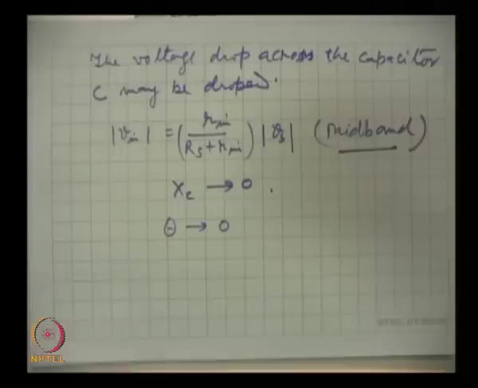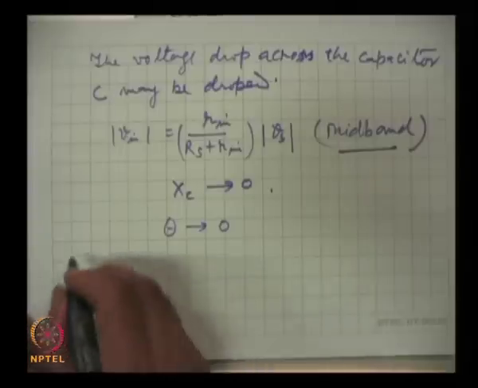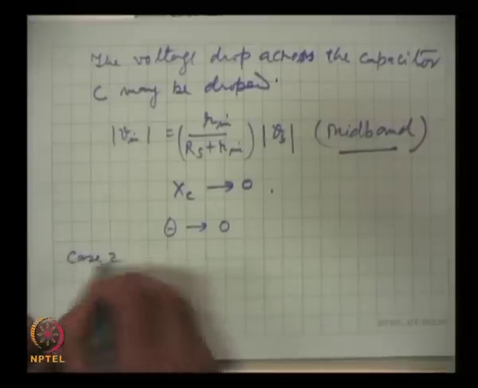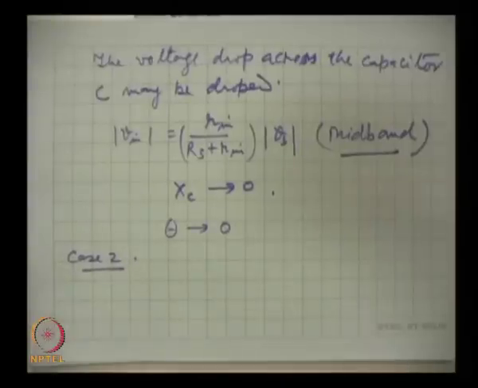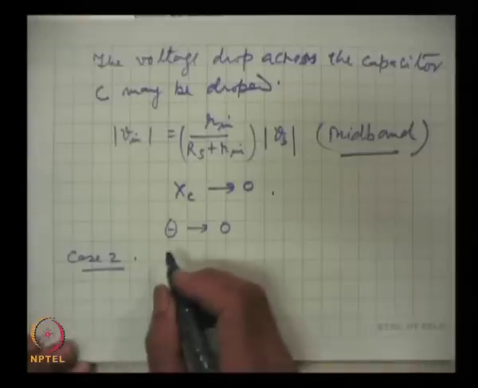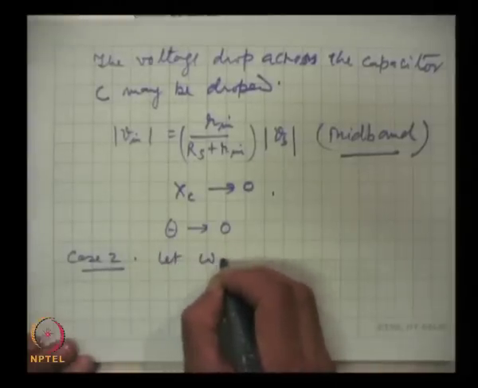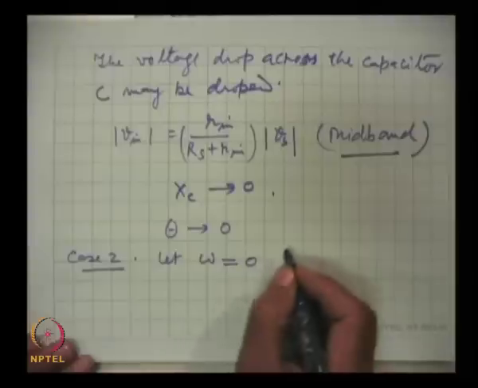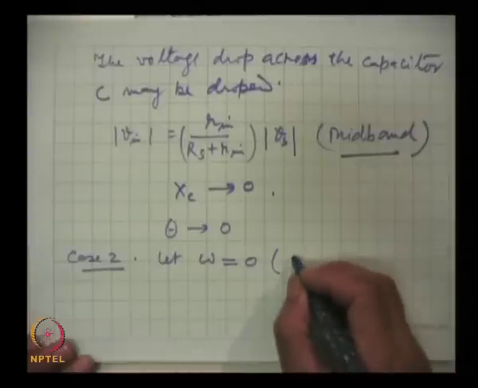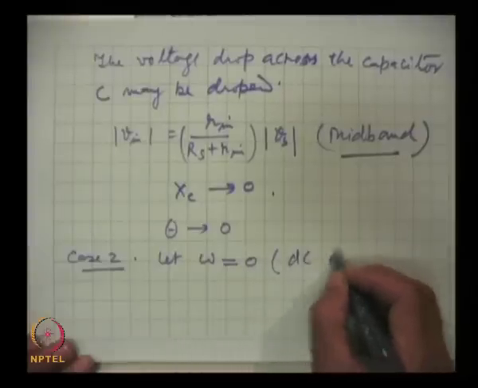Let us consider another case, case 2. This is another extreme case. The one extreme case is this upper one, and the other extreme case is let omega be equal to 0. That means we are talking of DC signals.